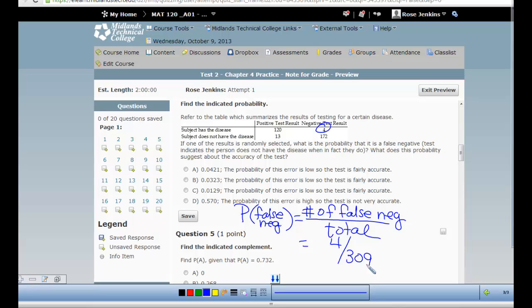Okay. Let's say, that's a good question. When would we restrict the total if we had a given? If this asks us for the probability of disease given, let's say, a false negative or negative result.